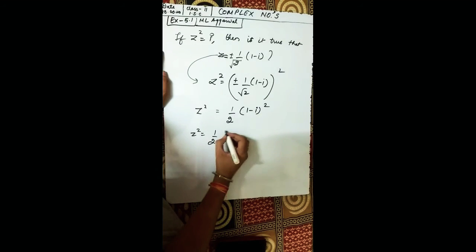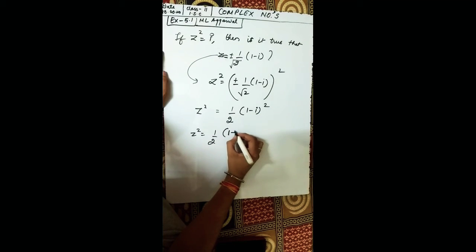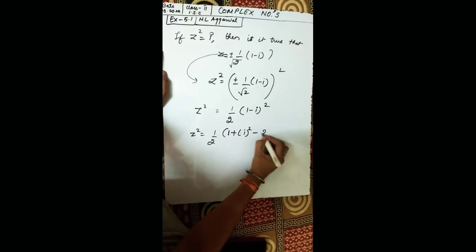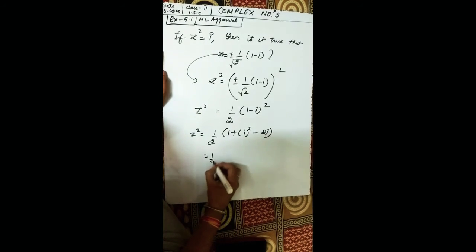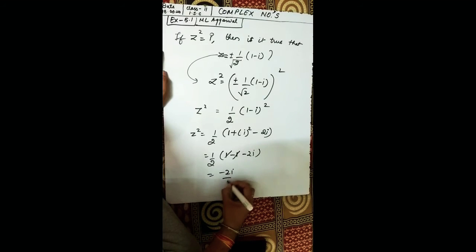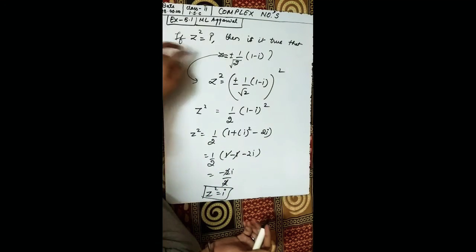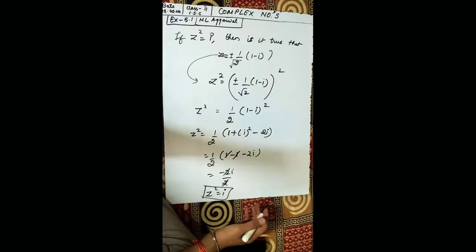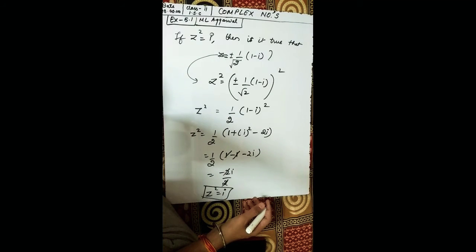The identity for a minus b the whole square is a square plus b square minus 2ab. So 1, i square is what? Minus 1. 1 and 1 cancelled. Minus 2i upon 2, 2 and 2 cancelled. So finally you will get z square is equal to i. So yes, it is true. If z square is equal to i, then this is true. Like this you have to do the questions.